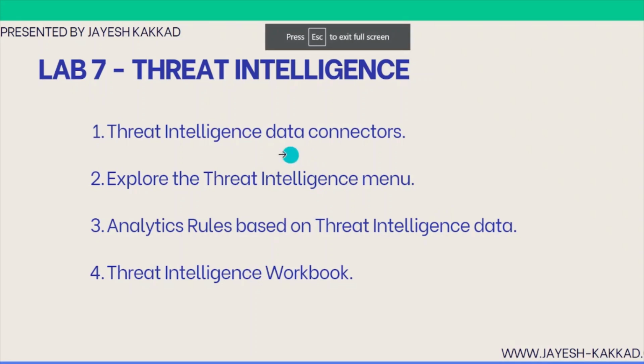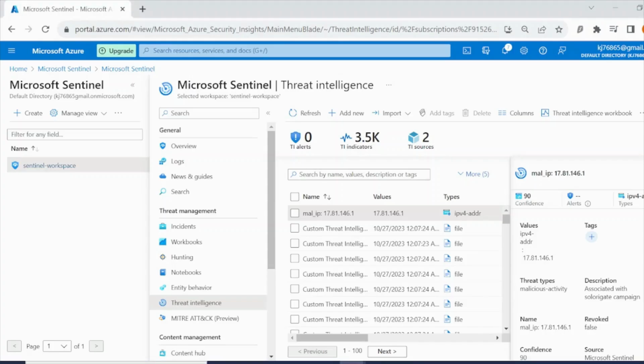Now we move on to the third one after exploring the threat intelligence menu, which is the analytics rule based on threat intelligence data. One of the main values of the threat intelligence data is in analytics rules, and in this exercise we'll review the analytics rule types we have in Microsoft Sentinel that correlate with our ingested TI. First, we review and enable the TI mapping analytics rule. For this, we go back to our Sentinel, and here we first go to analytics.